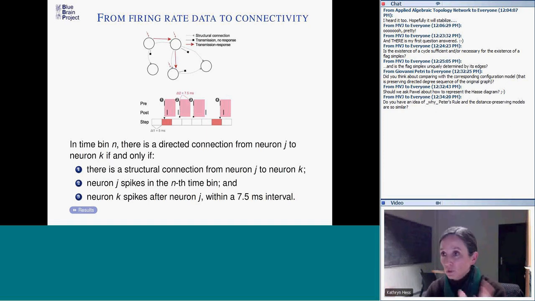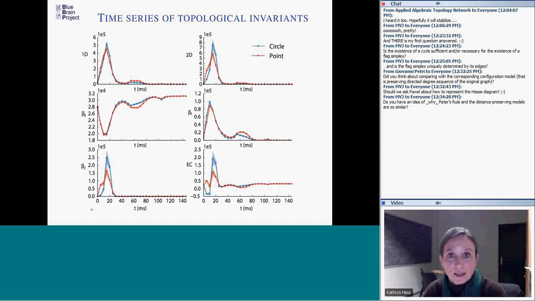So the 7.5 milliseconds was chosen after some sort of statistical analysis that I'm not going to go into right now. I think it's better to just go and talk about the results since we're short on time. By doing this activity, we end up having a time series of, first of all, directed graphs, which then leads to a time series of directed flag complexes.